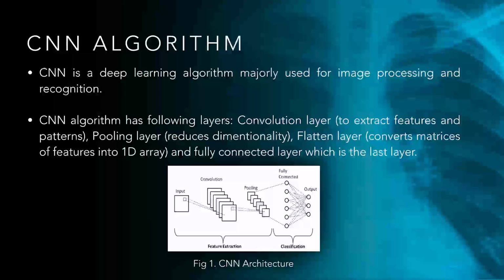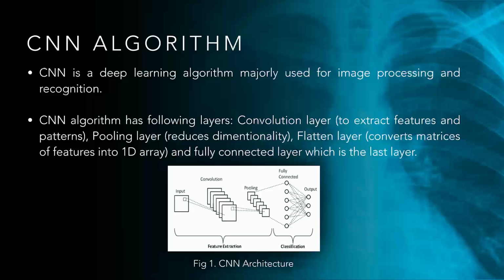Convolutional neural network or CNN algorithm is a deep learning algorithm majorly used for image processing and recognition. In all the projects in today's world that are concerned with image processing and recognition, the CNN algorithm is famously used. We have also used CNN algorithm for our image processing, which deals with the chest X-ray images in our project. CNN algorithm has the following layers: convolution layer, pooling layer, flattened layer, and fully connected layer.